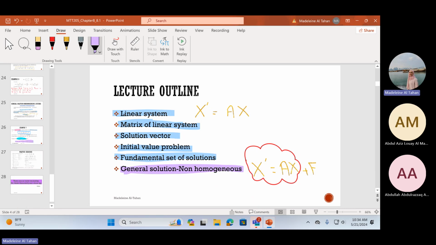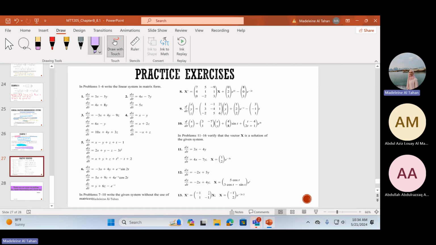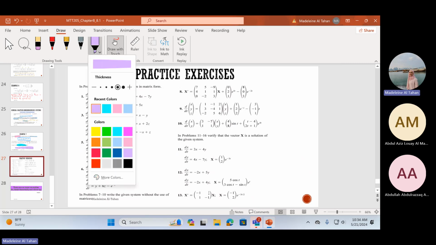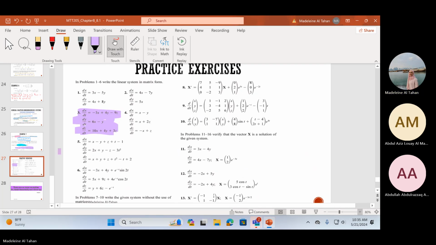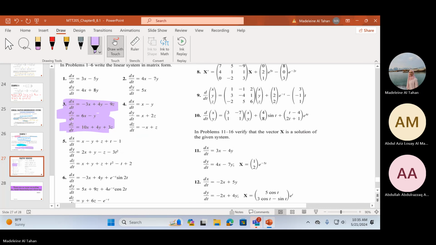Now, what do we need to do? Choose some exercises from here, just to make sure that we understood the material. So I need to rewrite this one in matrix form. Yes, miss? Yeah, I will zoom it. So we'll write this one in matrix form, in this way.